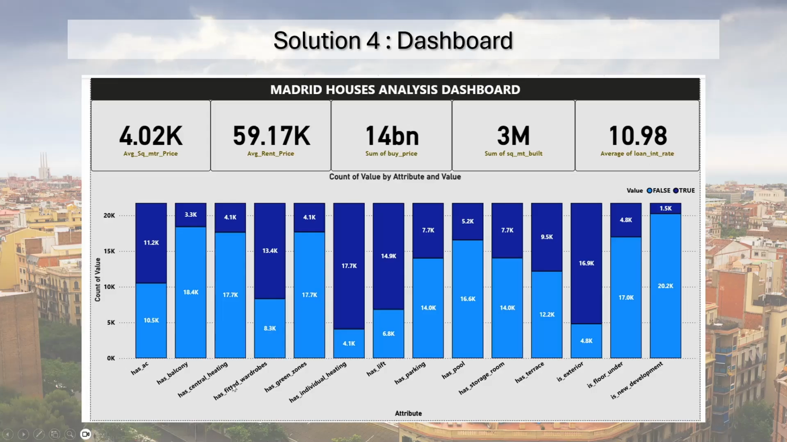Now, you can see here how many properties had these attributes or not. Out of these total properties of more than 22,000, as you can see, we have the most number of properties with individual heating and exterior developed, while we have the least properties which are newly developed. So this dataset tells about all the attributes which are observed in this dataset.